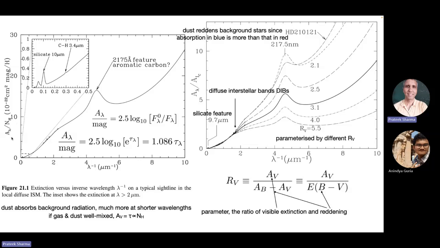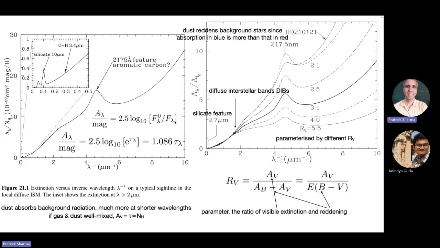Okay, so this is the plot of something called A lambda. So what is A lambda? This is the definition of A lambda. This is called extinction. A lambda is extinction at wavelength lambda, and its units are magnitudes. So it's just 2.5 log 10 of the unobstructed flux divided by the observed flux, right? If F lambda naught is the flux of the emitter, and F lambda is the flux that you observe after absorption, this is the definition of A.